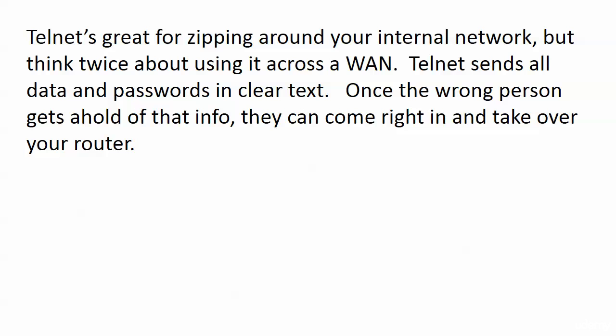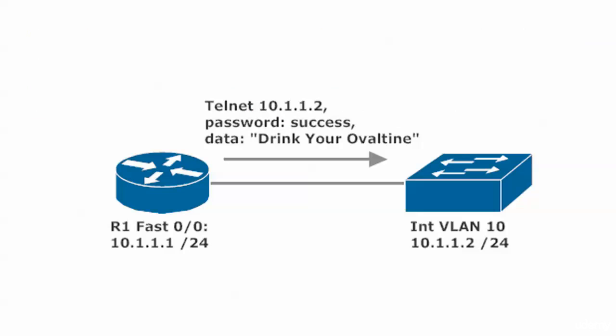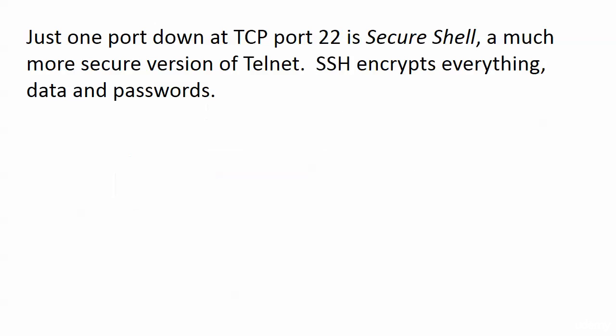But another reason we've got to be careful with Telnet is just this reason. That password is going to go straight across, the data goes straight across, and someone who picks that off says, okay, I got the data, but even more importantly, I got the keys to the kingdom, I got the password. Now just one port down at TCP port 22 is Secure Shell. And it's a much more secure version of Telnet because SSH encrypts everything, data and passwords.